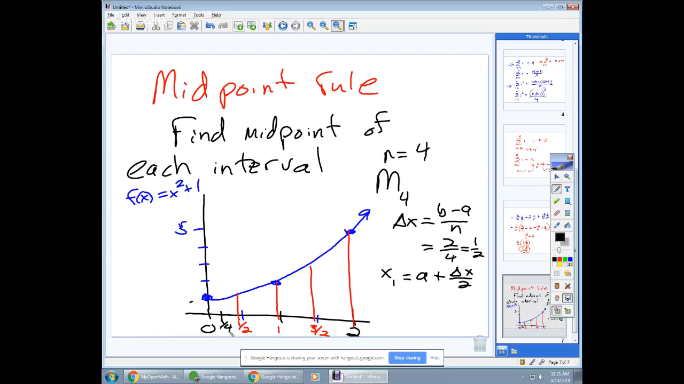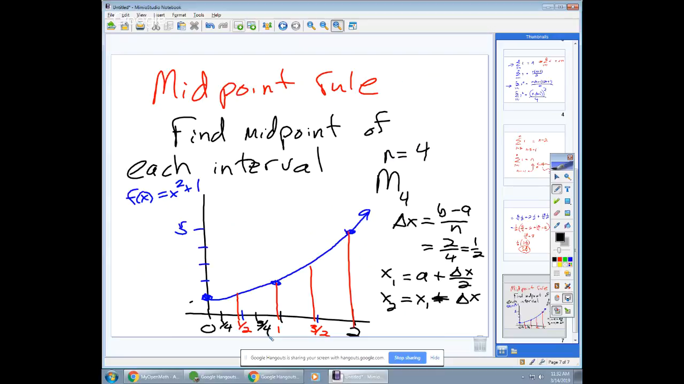Can you just add a quarter to a 1/2? To continue, x2 is going to say, well, take whatever x1 was, and this time I'm just going to add delta x. Why just delta x? Because I need to get to the middle of the next interval, which is a whole delta x away now. So you do a 1/2 step at first, and then you do a full delta x step after that. So that's going to put us at 3/4 is what we would plug in there.